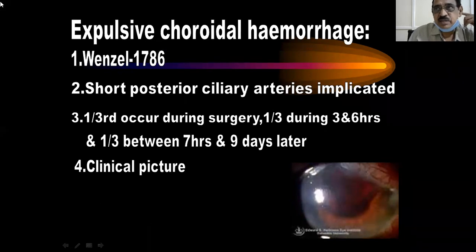So it is Wengel in 1786 who first pronounced this entity of post-operative cataract formation. Usually the short posterior ciliary arteries are implicated, and expulsive ciliochoroidal hemorrhage occurs in 1/3 of the cases during the surgery, 1/3 immediately, 3 to 6 hours after the surgery, and 1/3 7 hours to 9 days after the surgery.